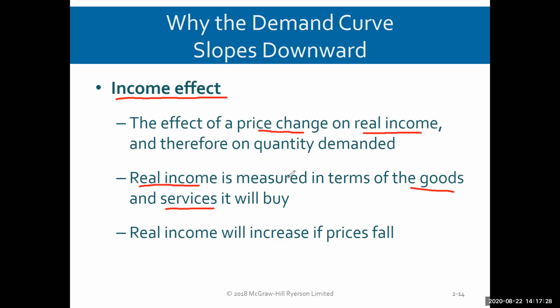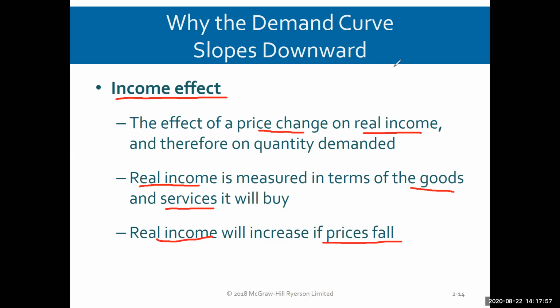That's an increase in real income because it allows me to potentially buy more beer. So when the price of something goes down, my real income actually increases, my ability to buy more real goods and services. So that's called the income effect, and real income increases if prices fall, just because it puts more money in my pocket and I can afford to buy more stuff. So that's one reason that the demand curve slopes down and to the right.